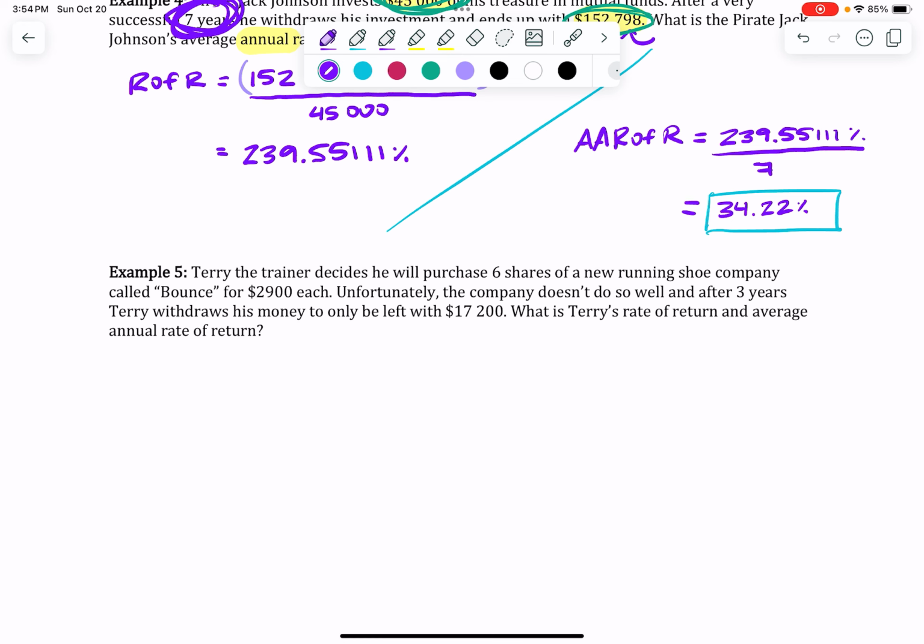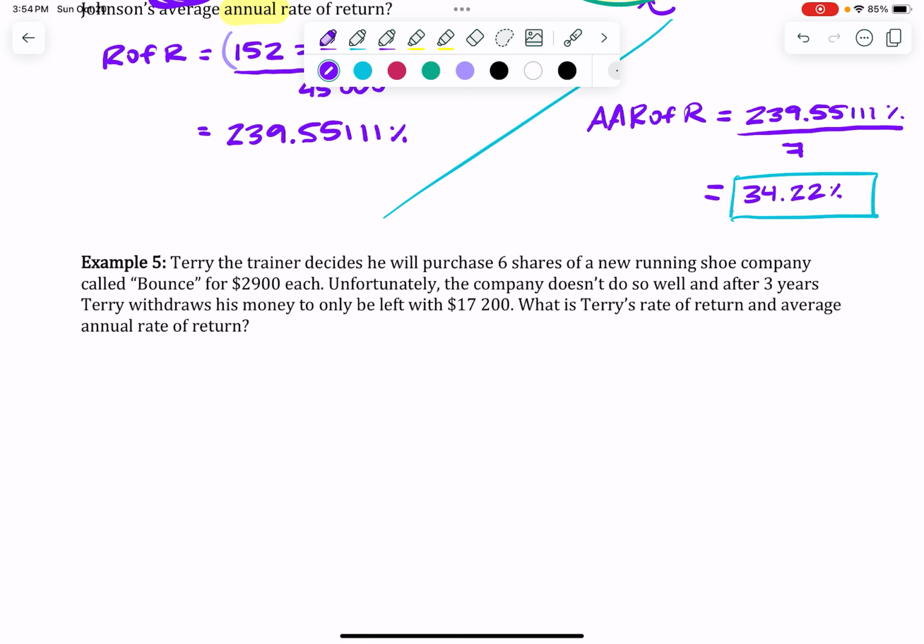Okay, so a couple of things. Hopefully we'll look at this and say, okay, we can't do TVM because A, we're not asking to find an interest rate, and B, we're not given an interest rate. We're not doing simple interest for the exact same reasons. But we are looking for rate of return and average rate of return. Because we're not doing TVM or simple interest calculations, it must mean that the question gives me enough information. Now, looking at this, I know what he ends up with. And indirectly, I know what he started off with.